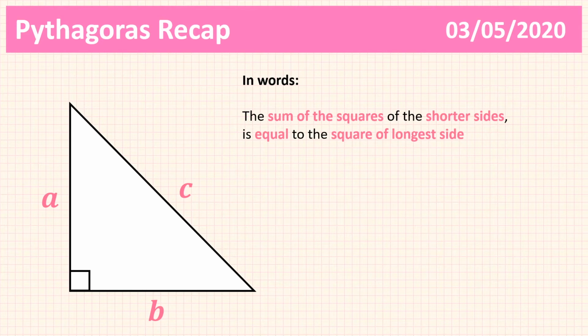In algebra it would look like this, where A and B are your shorter sides and C is your longest side. So that is Pythagoras Theorem. That's how you would find it. That's what we are doing. That's what we're working with.